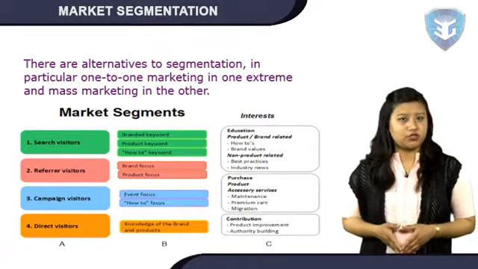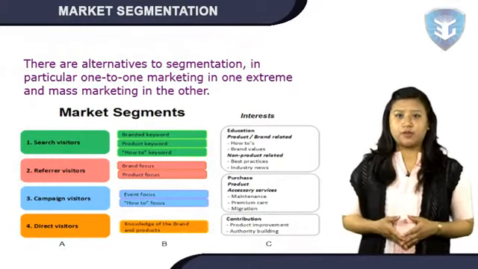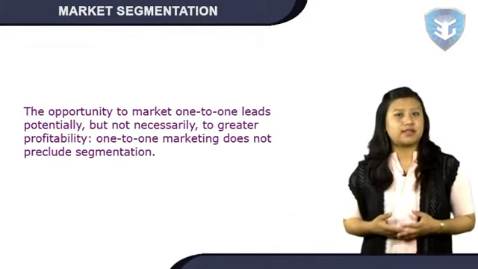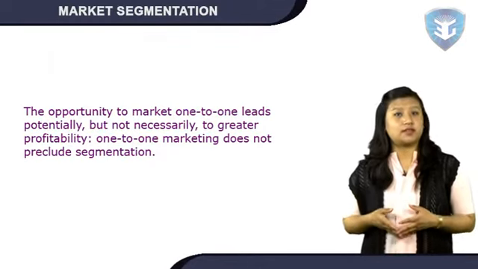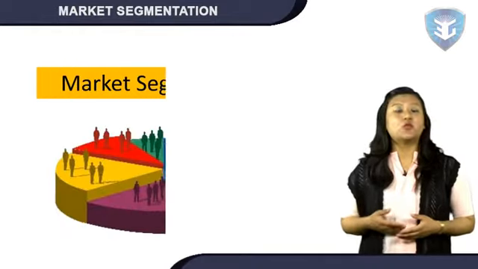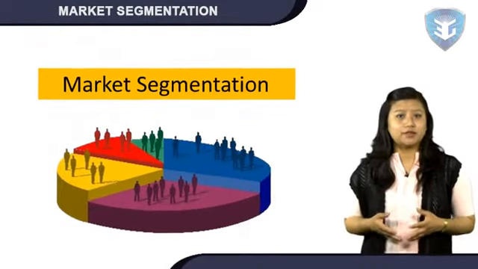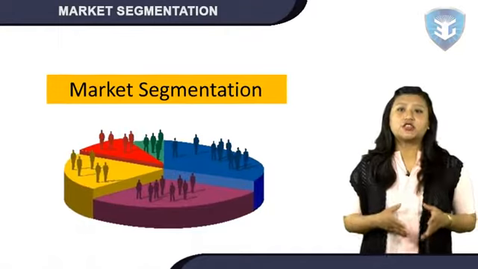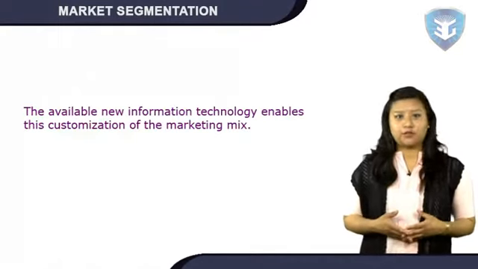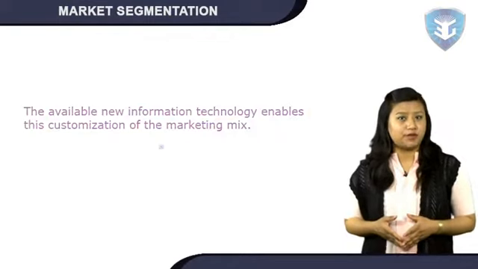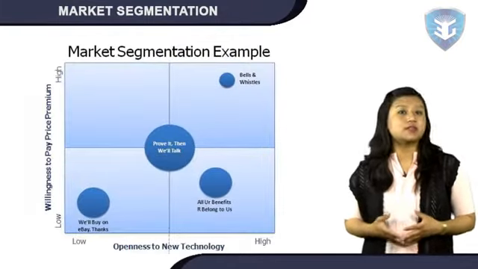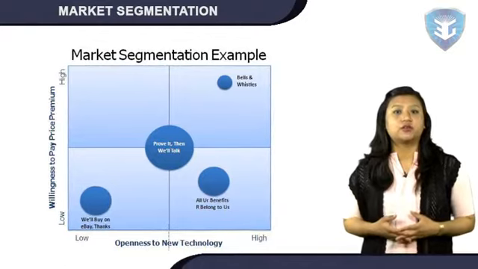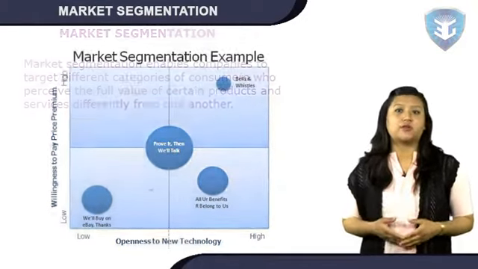There are alternatives to segmentation, in particular one-to-one marketing in one extreme and mass marketing in the other. The opportunity to market one-to-one leads potentially, but not necessarily, to greater profitability. One-to-one marketing does not preclude segmentation. When implementing one-to-one strategies, firms currently first develop a limited number of marketing mixes targeted to market segments and then personalize some of their components to each member of these target segments. The available new information technology enables this customization of the marketing mix. Although many companies have developed new business and increased their profits with one-to-one marketing, its usage as an implementation tactic does not preclude market segmentation as a general strategy to approach a market.